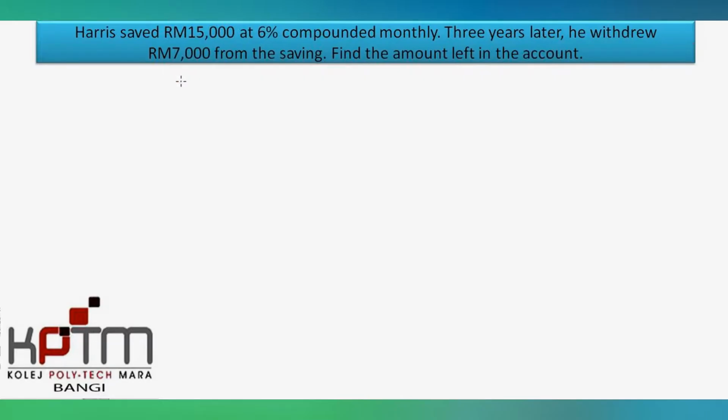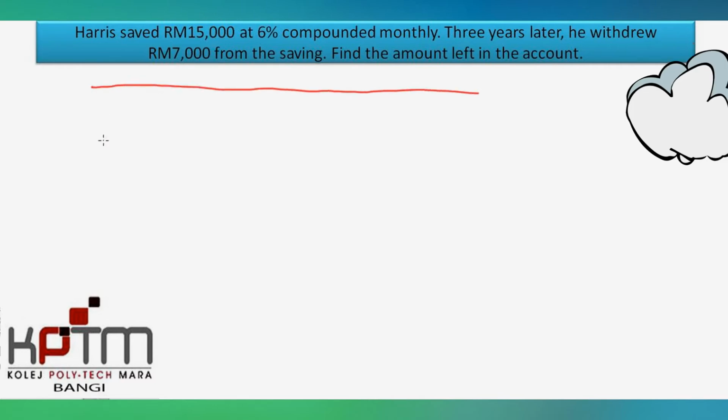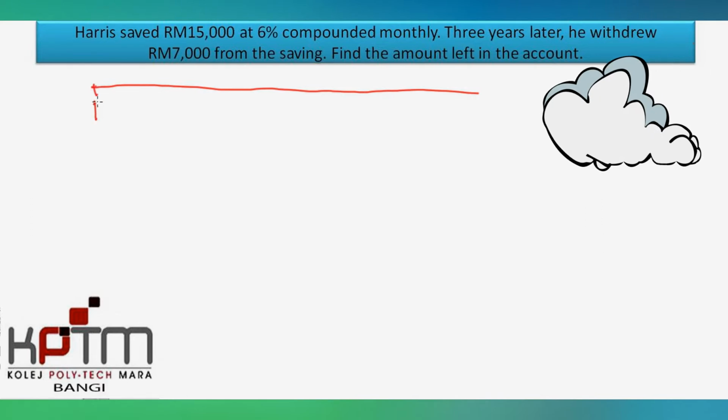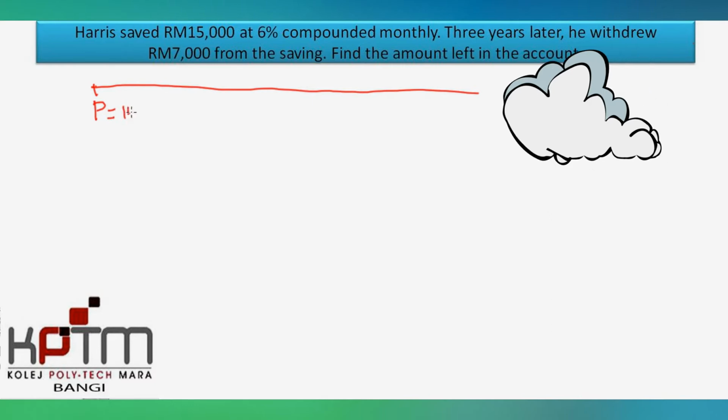This is an example of a compound interest question. We will use a time diagram to figure out the question. The word save means that is the principal. So our P is 15,000.